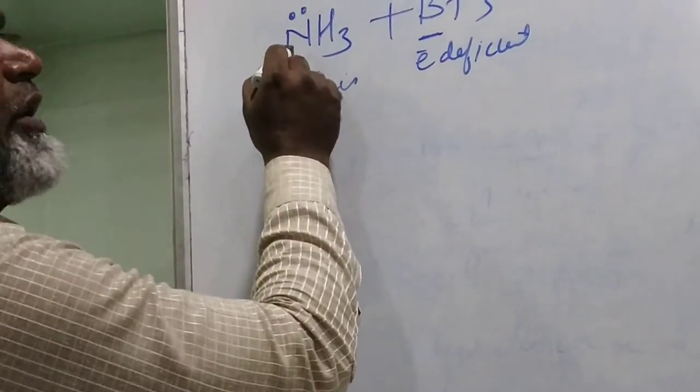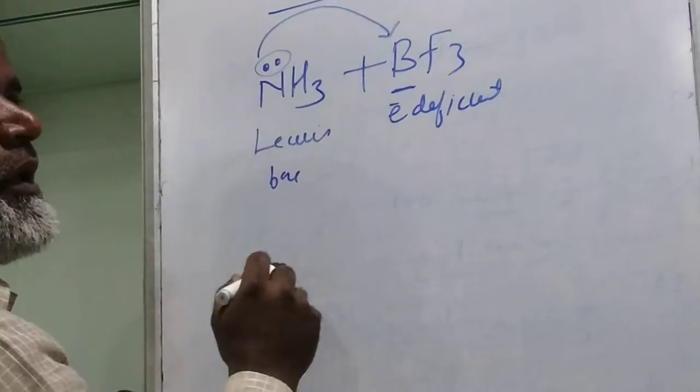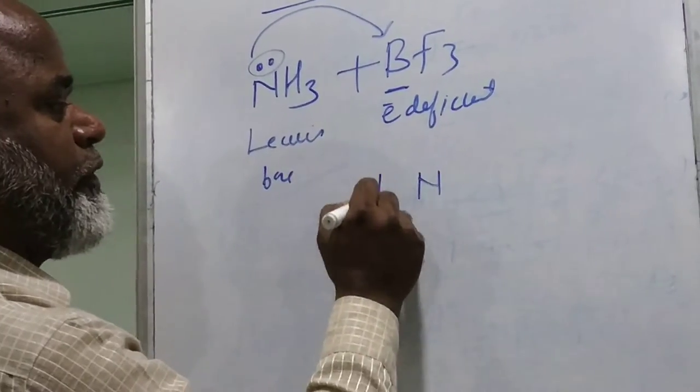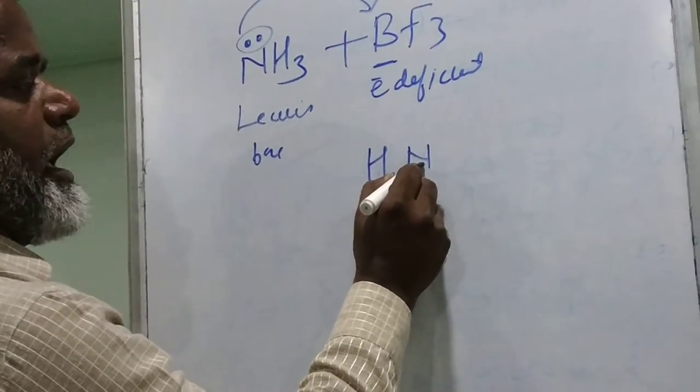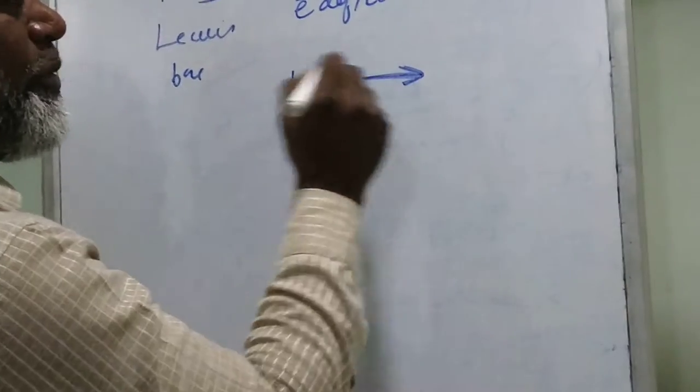So this ammonia is having a lone pair of electrons, so this will donate to boron. After donating the electron pair to the boron, look here. Now I have written nitrogen first. Now you can see the coordinate bond is shown by an arrow.